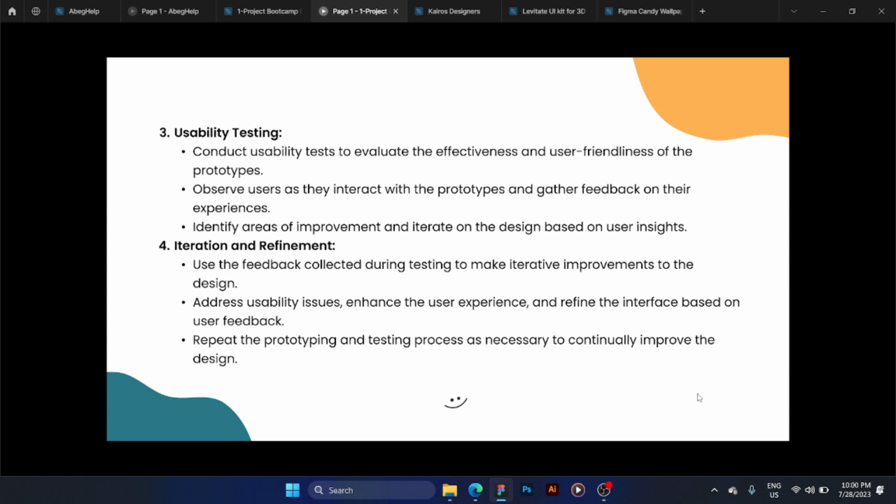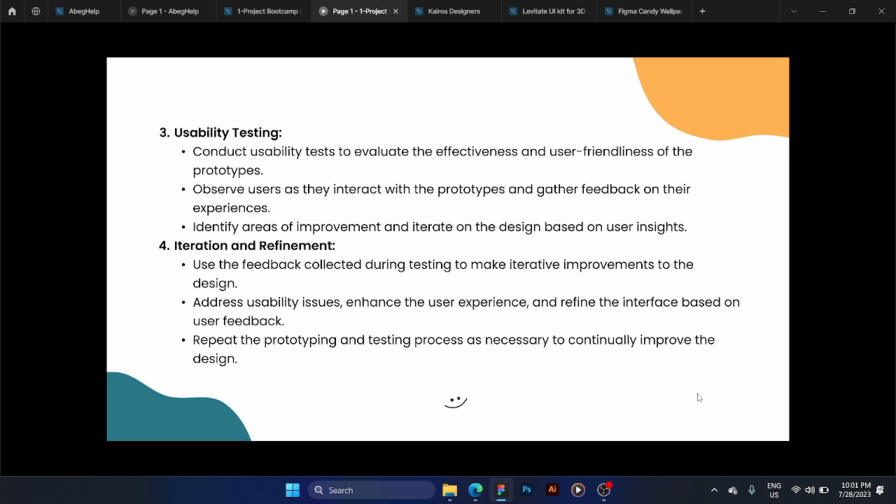So use the feedback collected during testing to make iterative improvements to the design, address usability issues, enhance the user experience, and refine the interface based on user feedback. So all of this is very much needed in your design to ensure that everything is perfect. There's improvement. You must address the usability issues. It's a must. Hence, whatever you are designing for is going to be full of failures and errors, which you don't like. Nobody likes errors, all right?